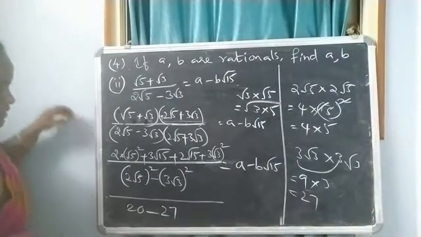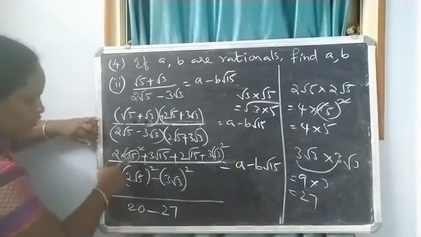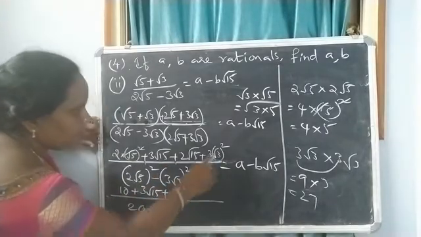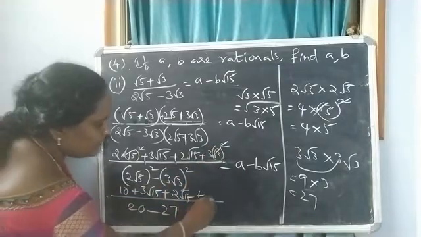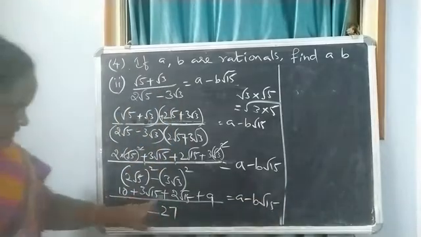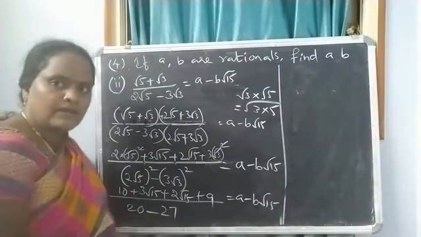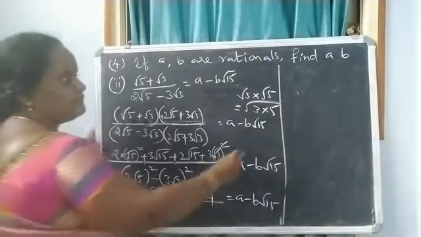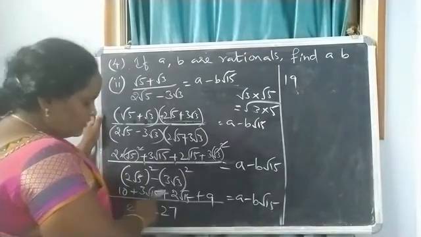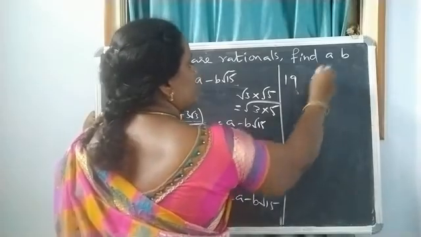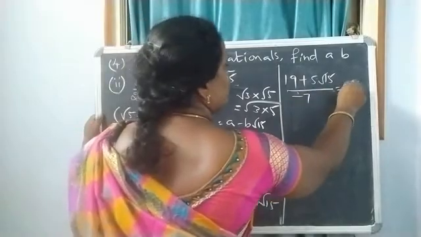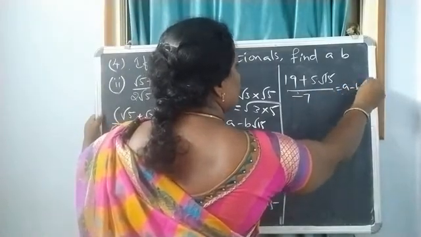Now in the numerator, square and square root get cancelled. 2 into 5 that is 10, plus 3 root 15, plus 2 root 15. Here square and square root cancel. 3 into 3, plus 9, that is equal to a minus b root 15. Now in this one, add the rational part, rational number, and irrational with irrational. 10 plus 9, that is 19, plus, both are plus, 3 root 15 plus 2 root 15. So if we add the coefficients, 3 and 2 is 5, root 15 is common, plus, divided by 20 minus 27 is minus 7, that is equal to a minus b root 15.